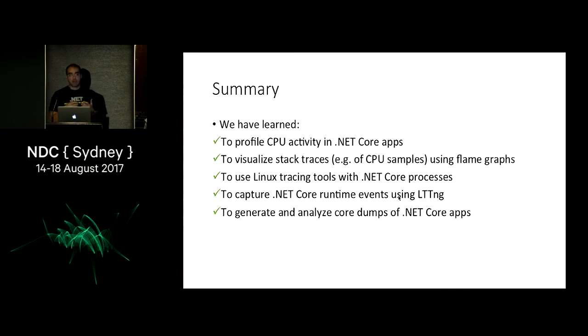This is things you need to do in your production environment, so you'll be able to replicate some of my examples. So I hoped to show you in this really quick tour how to profile CPU activity in .NET Core applications and how to visualize them using flame graphs. We saw a couple of Linux tracing tools that you could use with .NET Core, like perf and the BCC tools. We talked about .NET Core runtime events, like garbage collections, exceptions getting thrown, and how LTTNG can collect them. And we took a quick look at generating and opening core dumps as well. It's all super painful right now, and it's all just hacked together from different bits and pieces.